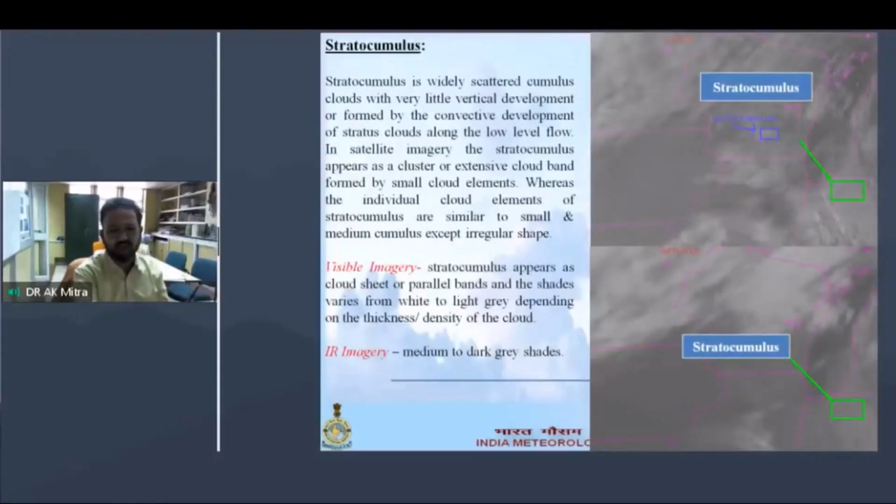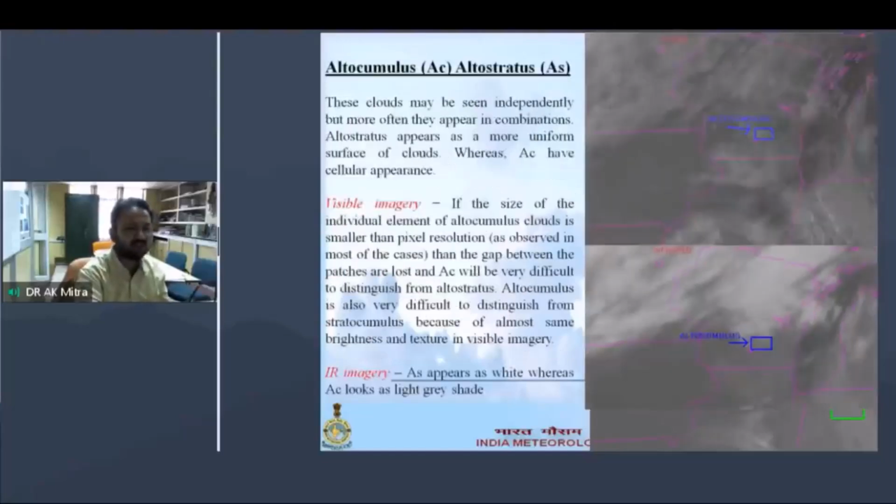I am not going deep, because there are a lot of other very good things which I would like to show you. Similarly, for altocumulus in visible, if the size of the individual element is smaller than the pixel, then the gap between the patches is lost. So you need to locate and link your clouds to the pattern of the chart you are seeing from the weather analysis.